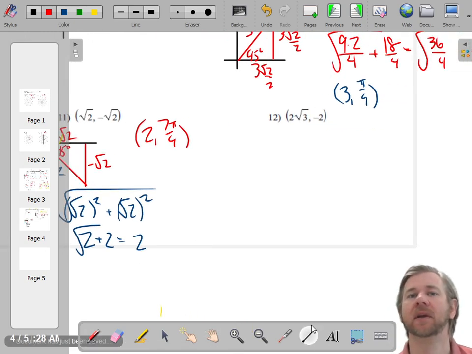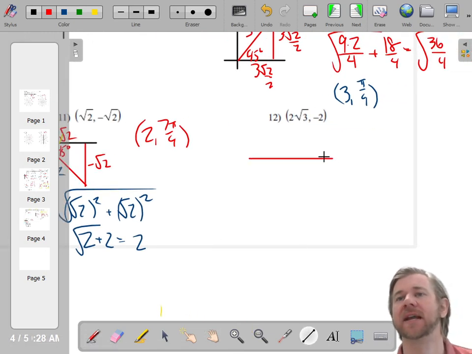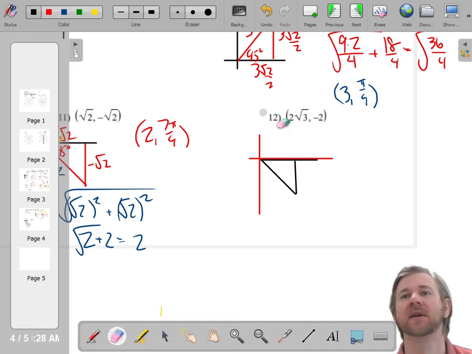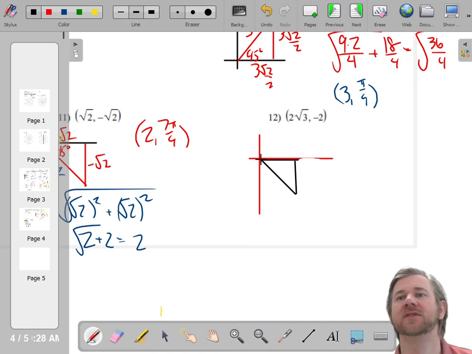One more. If I give you the x coordinate and then I give you the y coordinate is negative, then I know I am in the fourth quadrant. So I got this guy. This isn't going to be to scale. It looks like the x is the longer of the two. It doesn't really matter. Okay, so this is 2 radical 3, and this is negative 2.